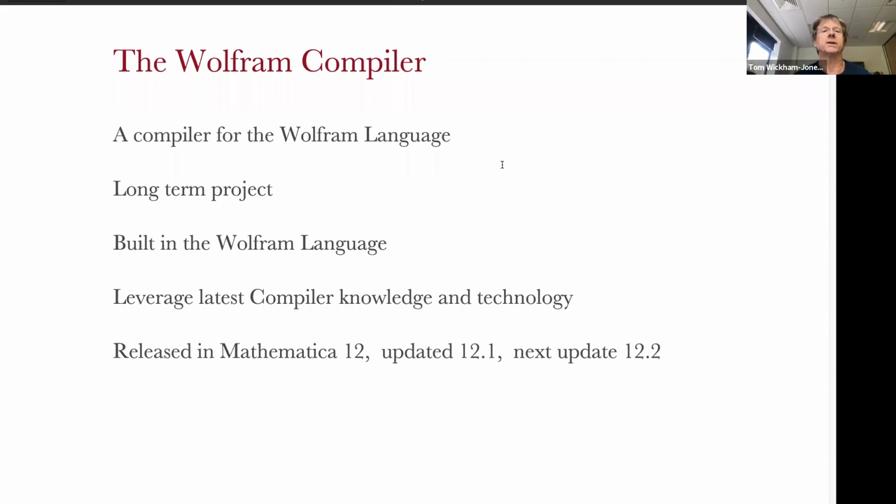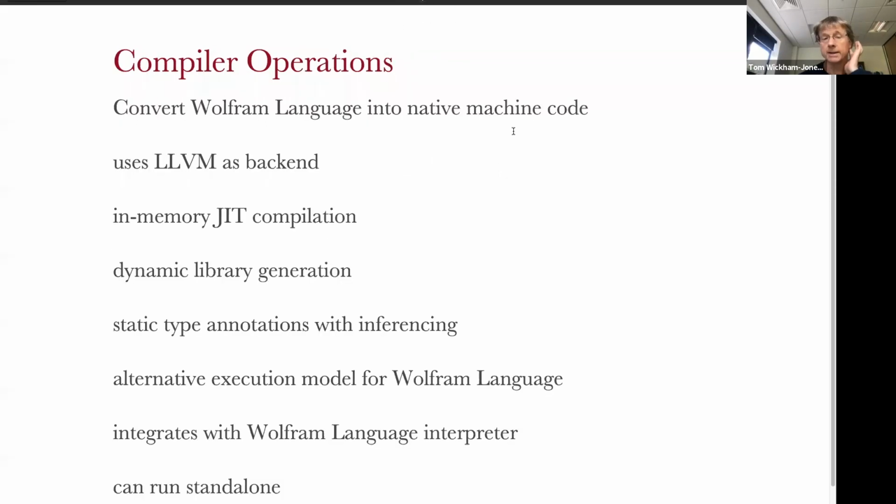Just a quick refresher on the compiler. It's a compiler for the Wolfram language. It's a long-term project that's been going for some time, and it's entirely built in the Wolfram language. The fundamental thing it does is convert Wolfram language code into native machine code that's very close to the hardware, the metal, the CPU instructions. It uses LLVM as a backend. It has an in-memory JIT compilation mechanism, but it can also generate dynamic libraries. It uses static type annotations with type inferencing, and it's an alternative execution model for Wolfram language code.